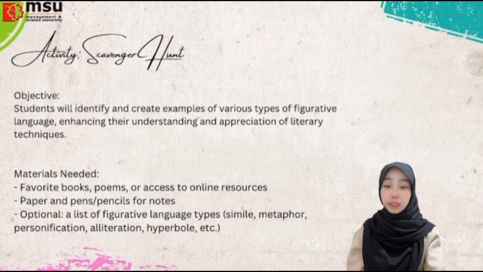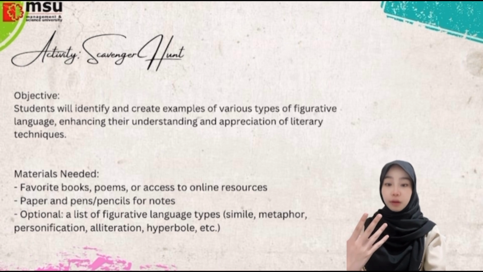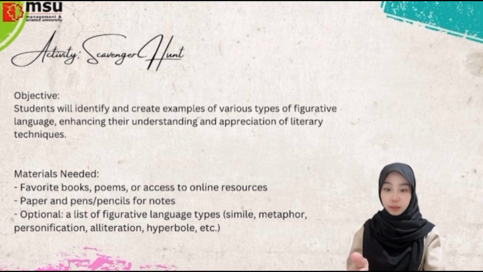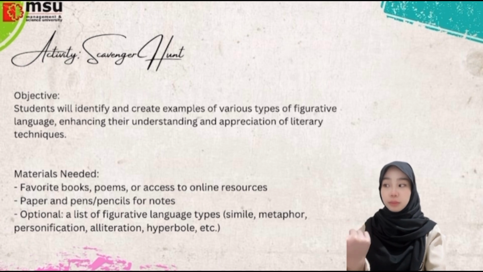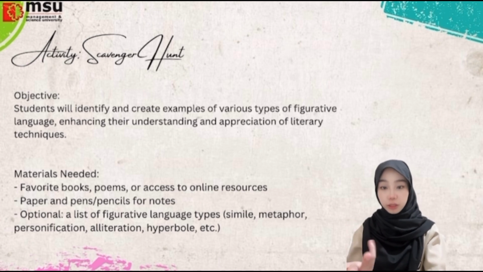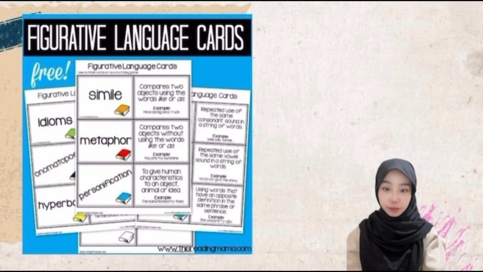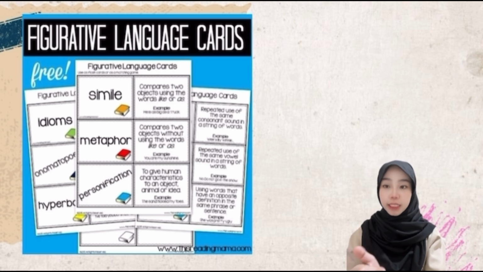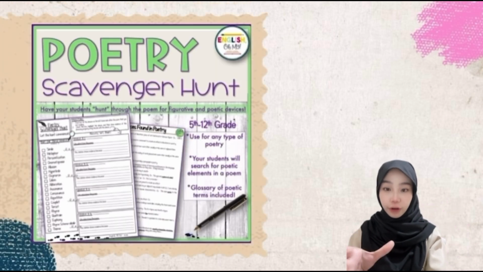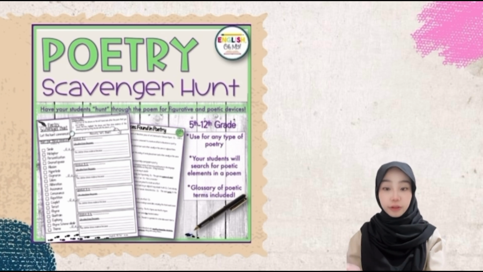So, materials needed for each student are their own favorite books, poems, or access to online materials, paper, pens, pencils, and optionally a list of figurative languages that they know, such as simile, metaphor, personification, alliteration, and all that. For the activity steps, students need to briefly explain what figurative language is and why it is important in writing. Besides that, students also need to provide a list of figurative language types for their own reference.